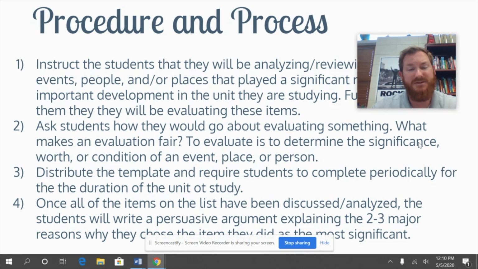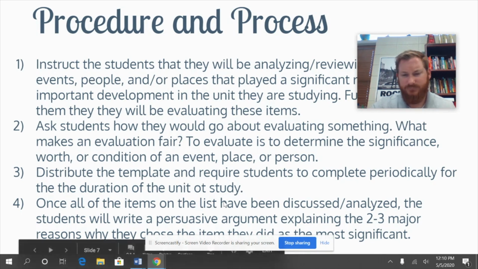You distribute the template, and you can do this one of 2 ways. You can do this at the end of a study or the end of a unit, or you can give them the template at the beginning, and they can compile those talking points, that analysis, the evidence throughout the unit of study, and then at the end of the unit, use the template and the things they have recorded to rank those items. So again, you can do it at the beginning or the end.